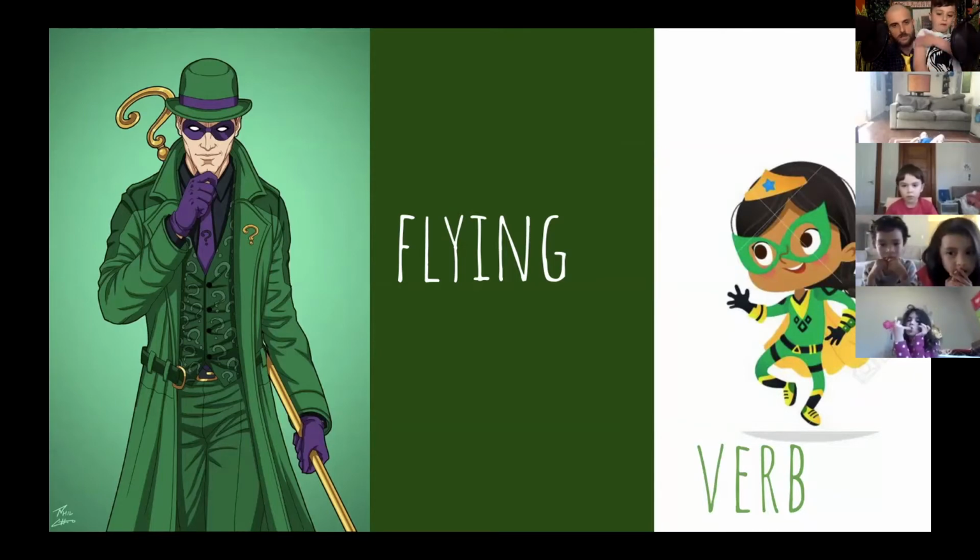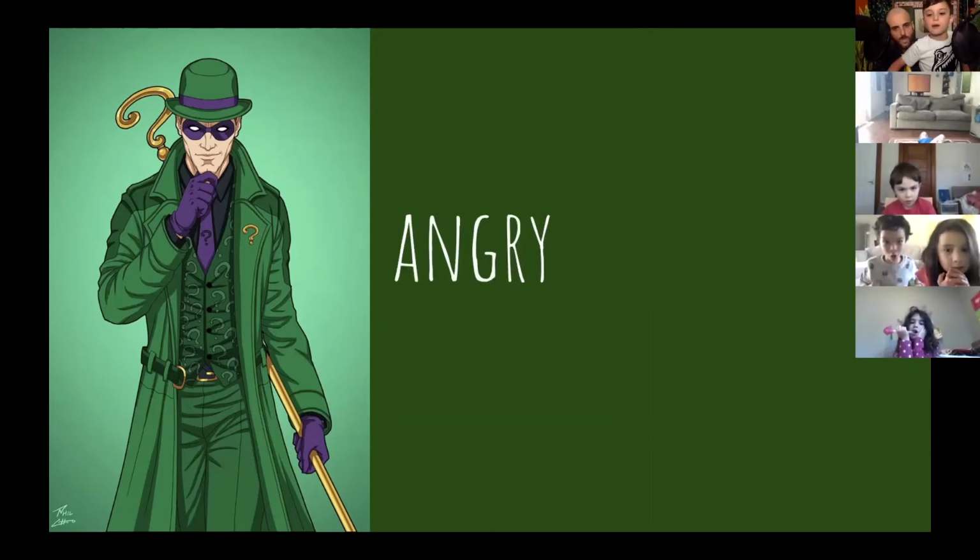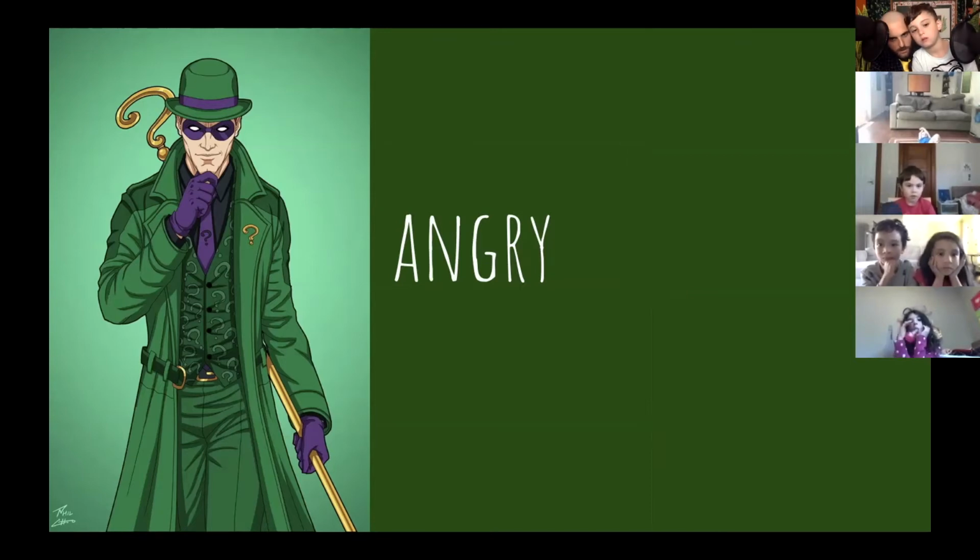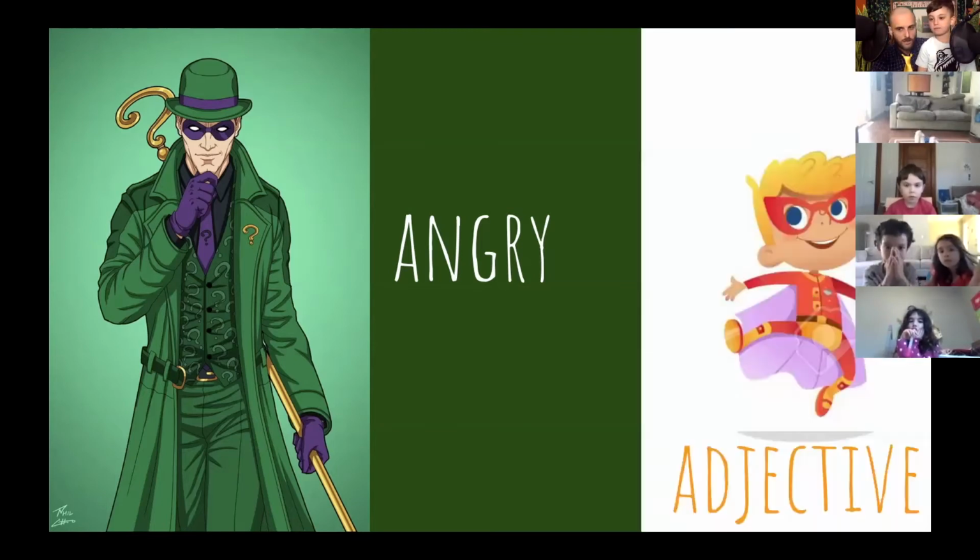Okay, next puzzle from the Riddler is angry. Who do we need? Verb Girl. Is angry a verb? No. What's angry? It's not an action. Angry describes a noun, right? Like if we have an angry cat or an angry person. So angry is an adjective. Very good. Adjective describes a noun, right? Ooh, Riddler almost got us on that one. You guys got to be careful.